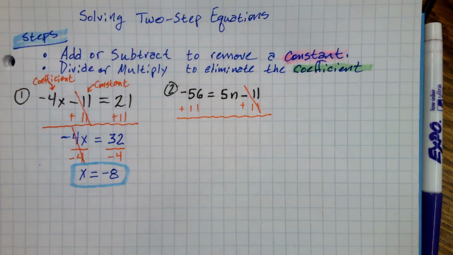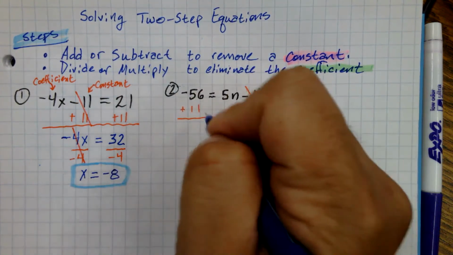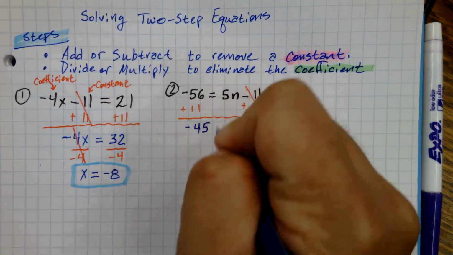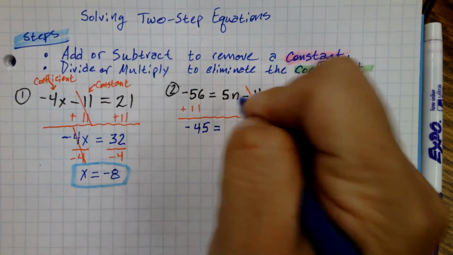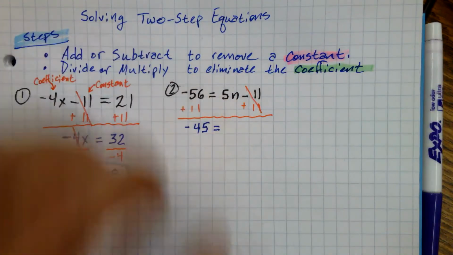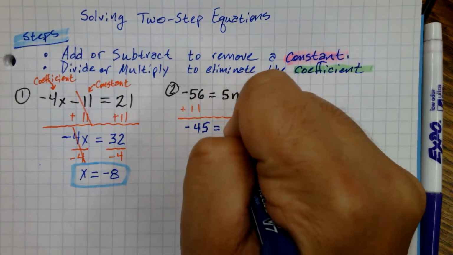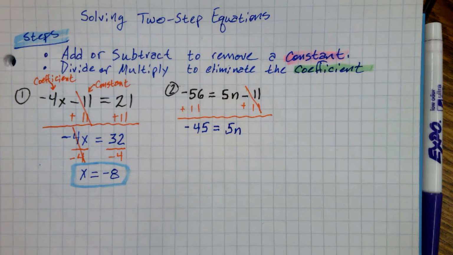Okay. So let's see what that gives us. Negative 56 and 11 is going to be negative 45. Bring down the equal sign. We didn't do anything with 5n, right? 5n, nothing happened with it. So just bring it down. So now we have this equation, negative 45 equals 5n.